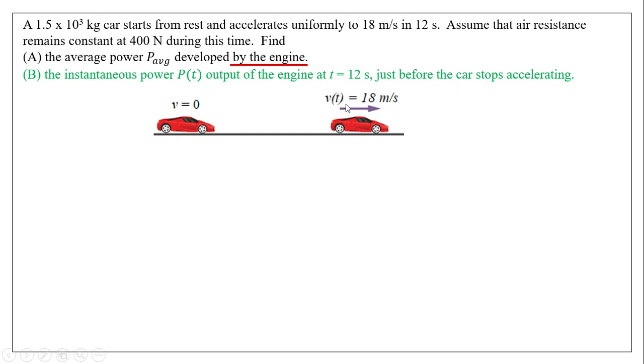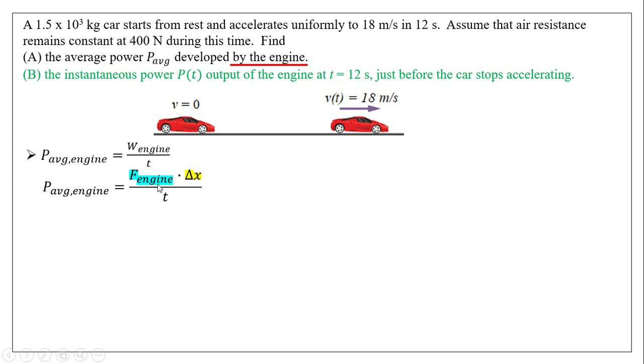First, for part A, I do like to point out as you practice power, it's important to pay attention to what the question wants. In this part A, it wants us to find the average power developed by the engine. Keep in mind that this particular problem has air drag thrown in there. So to find the average power by the engine, we need to find the work done by the engine divided by time. Well, to find the work done by the engine, you need the force of the engine times the displacement. So we know the car is going to be going rightward in this case.